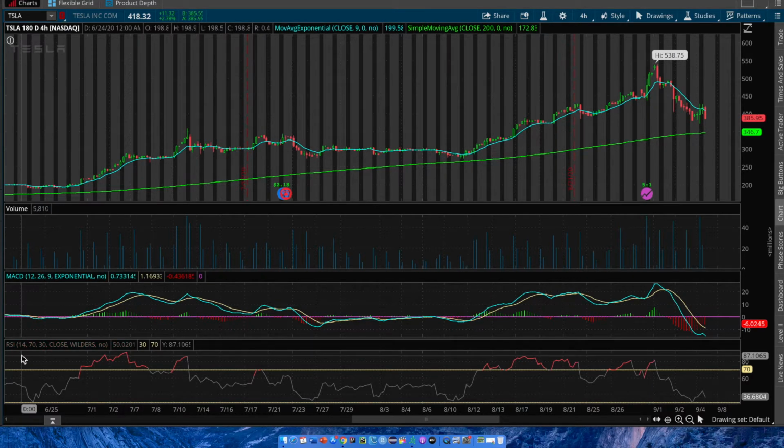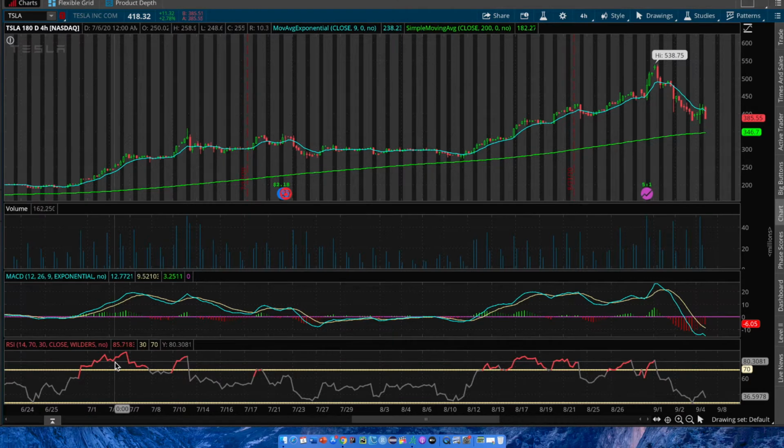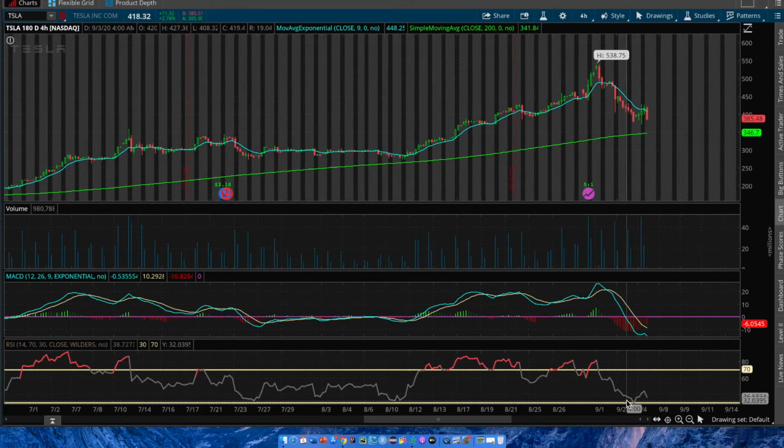And right under that, we also have a very great indicator called the RSI. What the RSI does is essentially give you an idea if the stock is currently overvalued or undervalued. As you can see, when it is in the red here, it is considered overvalued, and whenever it is below this yellow line right here and it turns blue, it is considered undervalued.